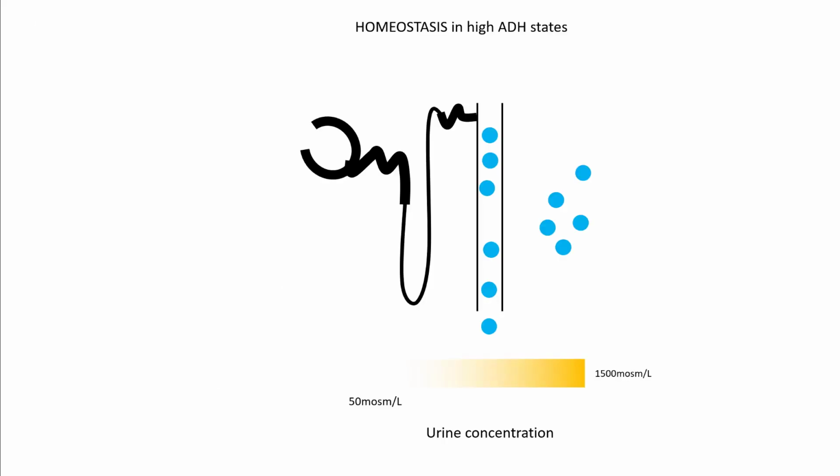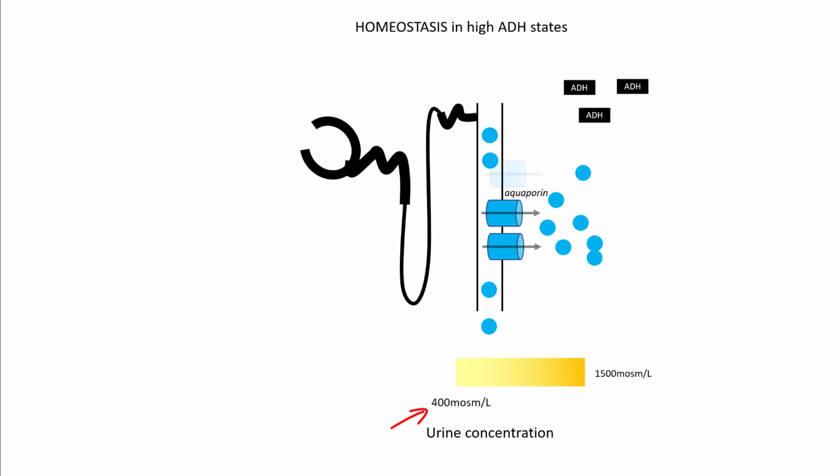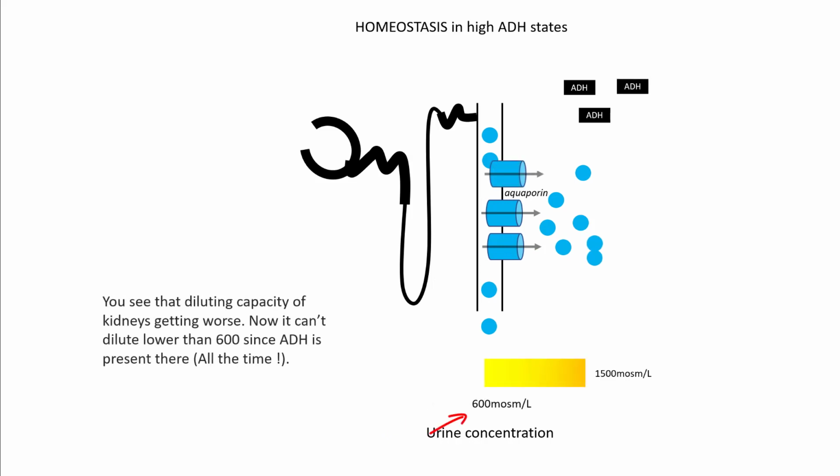So what happens in high ADH states? If your ADH is present, you will have aquaporin molecules in your system, and as your ADH level rises, more aquaporin channels come into play. So your diluting capacity of the kidneys gets worse and worse. So you are unable to dilute your urine, in this case less than 600 milliosmoles per liter, because ADH is present all the time. For example, a patient with lung cancer with an ADH secreting tumor would have high urine osmolality compared to a normal person. These guys can still make more ADH and make more concentrated urine, up to 1500 milliosmoles per liter.